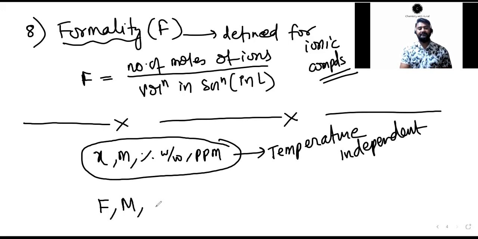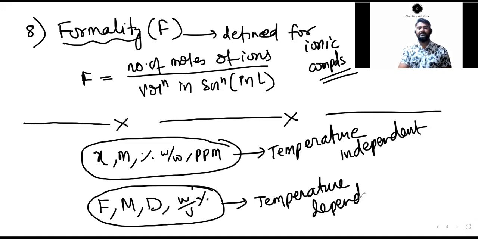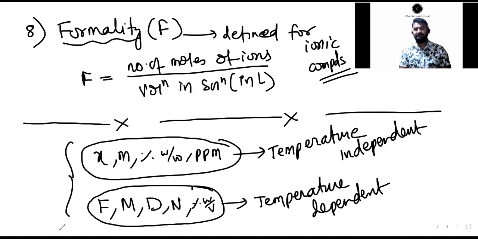Formality, molarity, density, weight by volume, all these parameters are capital letters, right? So they are temperature dependent. So this will help you to remember the stuff. Another one I have included, normality also. So these are the terms which are temperature independent and dependent. These two are very important topics that you must remember. So that's it with the concentration terms.